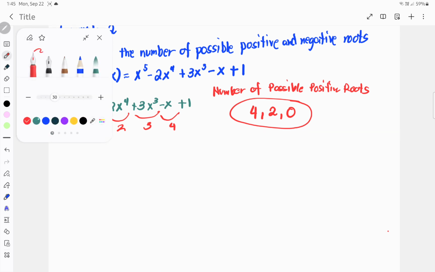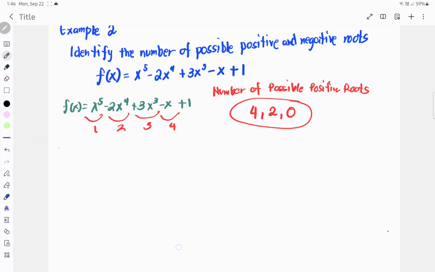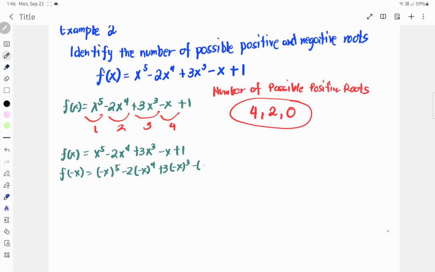Now let's go to the second one, which is the number of negative roots. Once again, this is more laborious. From the original equation, f of x equals x to the 5th minus 2x to the 4th plus 3x cubed minus x plus 1. Substituting that, negative x raised to 4 plus 3 times negative x cubed minus negative x plus 1.